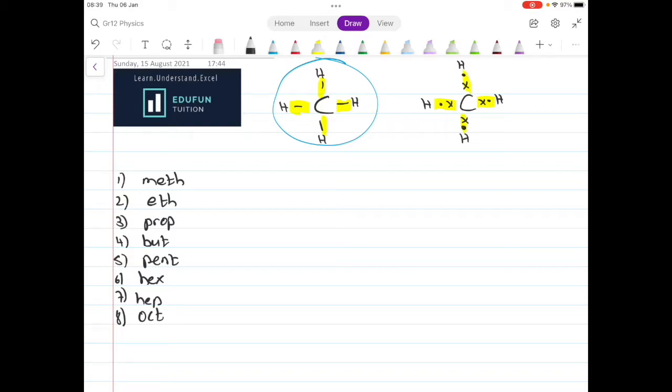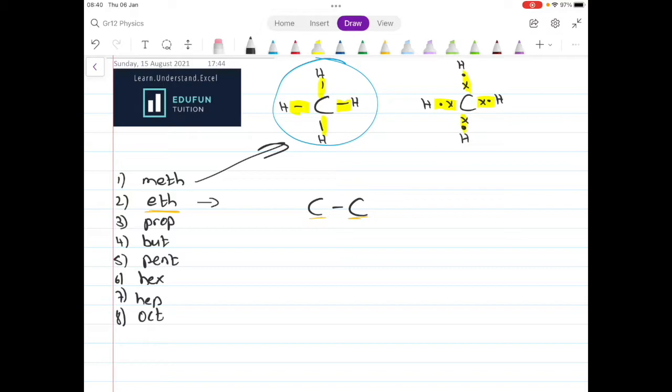So for example, if we're dealing with something that had, let's say methane, this here would be methane. Ethane would be this, 1, 2. Now, eth basically tells us that there is, let me use a different color. Let's do that. Eth basically tells us that there's going to be 2 carbons, 1, 2. So 2 carbons attached to each other.